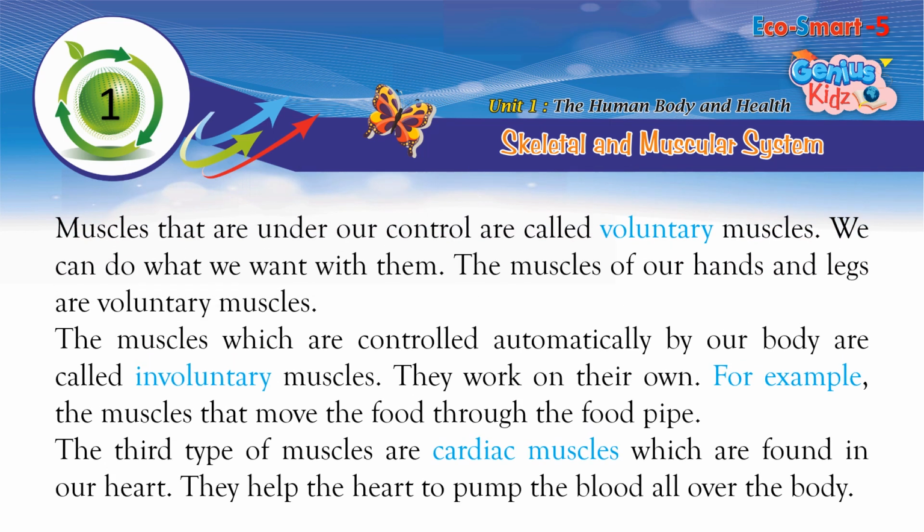Muscles that are under our control are called voluntary muscles. We can do what we want with them. The muscles of our hands and legs are voluntary muscles. The muscles which are controlled automatically by our body are called involuntary muscles. They work on their own. For example, the muscles that move the food through the food pipe.